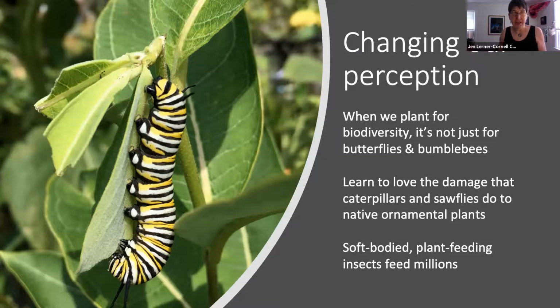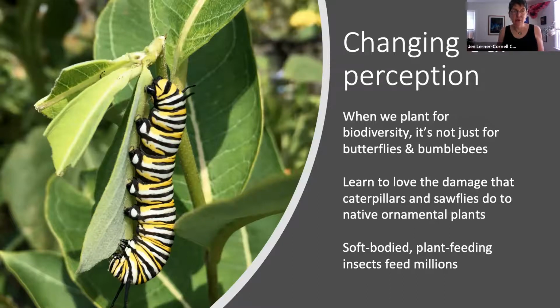The idea for this plant is for it to get eaten. And for us, a lot of times, when we see our plant getting eaten, we want to go ahead and do something about it. That often includes pesticides or removal of the insect. So we really need to change our perception about these plants. If we're putting native plants in the landscape, we're doing it to increase biodiversity. And it's not just for pollinators, for bumblebees and butterflies to feed on. It is for insects to reproduce on.